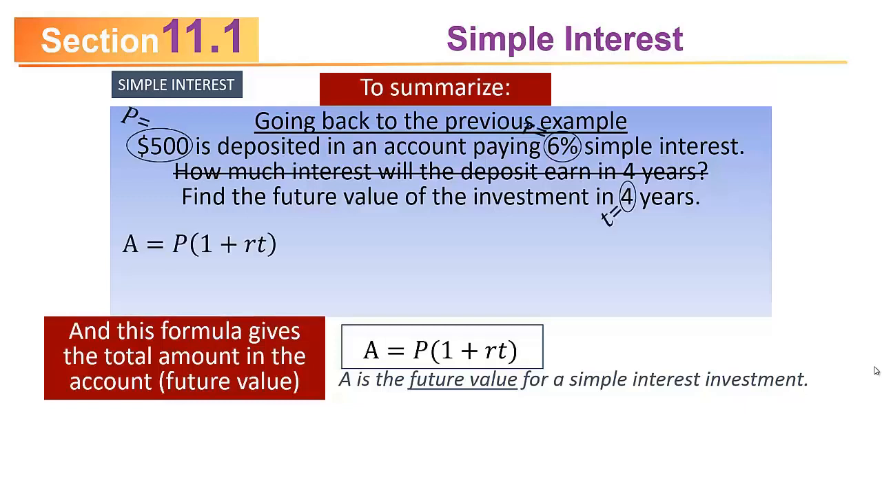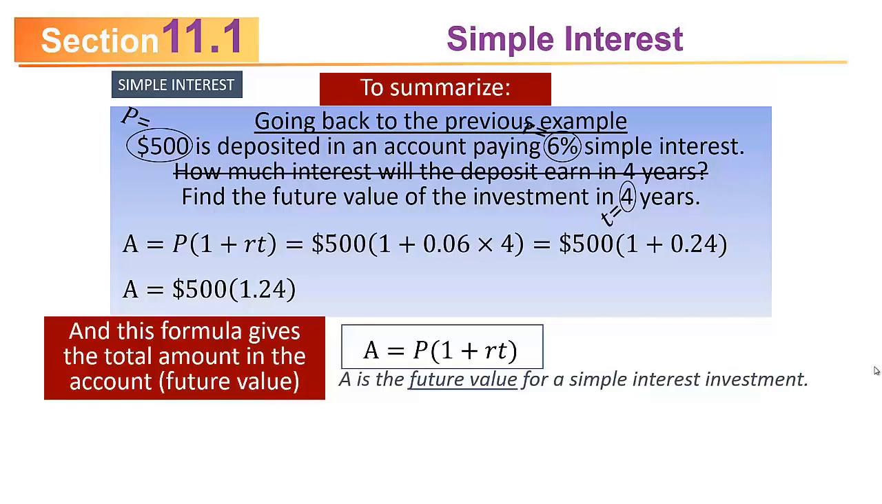All I would have to do is plug 500 in for capital P, 6%, which is 0.06 in for R, and T is equal to 4, and do the calculation. 4 times 0.06 is 0.24, 0.24 plus 1 is 1.24, and 1.24 times 500 is 620. It's the same answer I got earlier. You can do it either way. This formula is actually faster if all you want is the amount in the account, but you can certainly calculate it the other way as well.